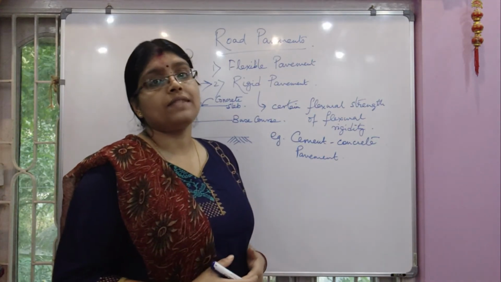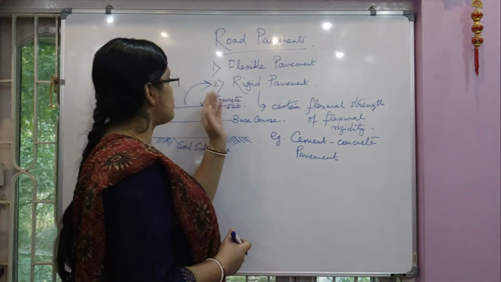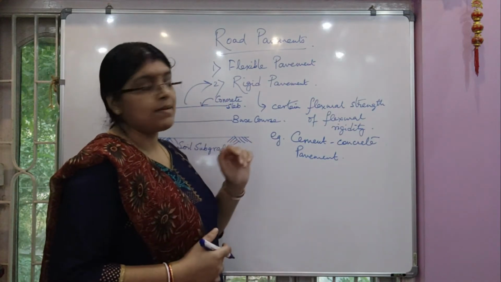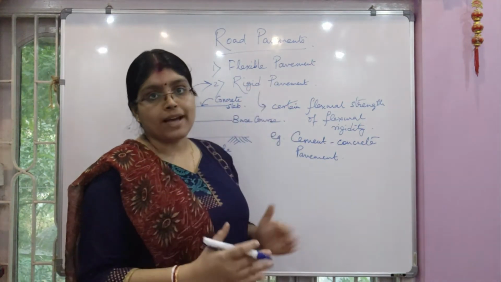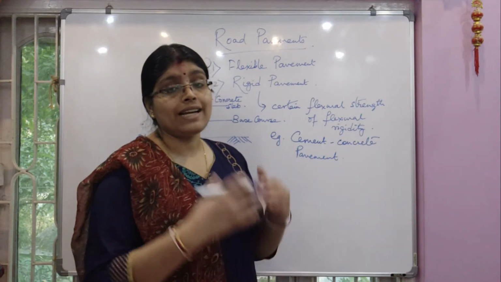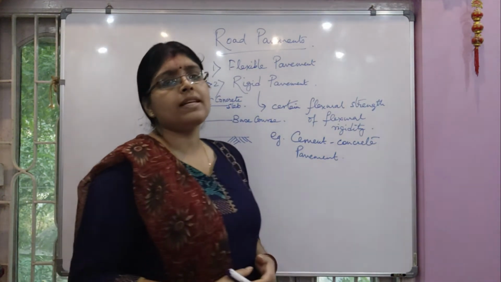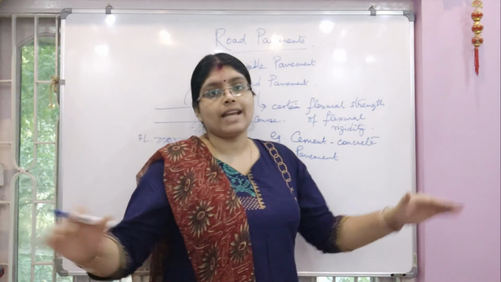So as all of you have seen, in case of rigid pavement, the top surface is a concrete slab. So rigid pavement has a slab action, and as a result of this, it has a capability of transmitting the wheel loads to a much wider area.